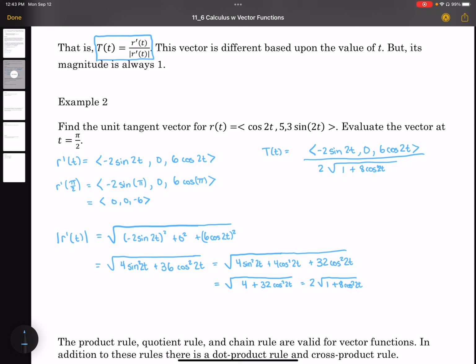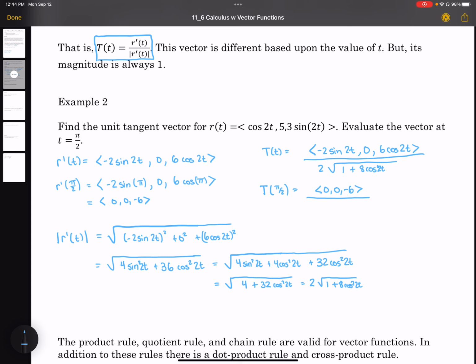So if we go back and check, we already know that at pi over 2, we get a vector that's 0, 0, negative 6. And if we substitute in pi over 2, we should be able to get a unit tangent vector. So let's see what happens if we substitute in pi over 2 here. So T of pi over 2. In the numerator, we already know that we're going to get the vector 0, 0, negative 6.